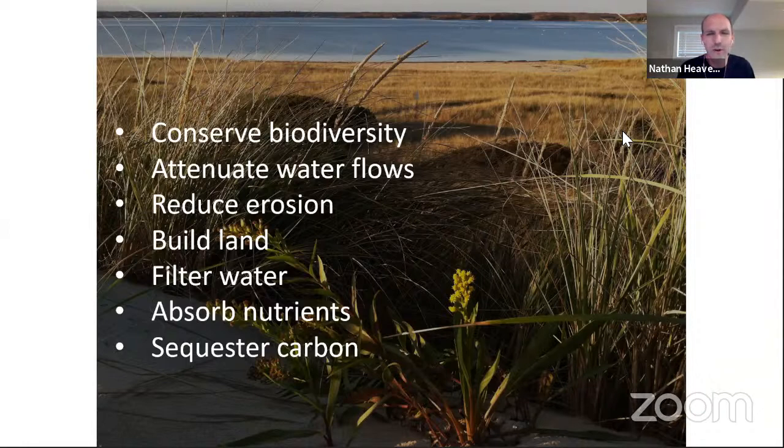These are some of the main principles that you want to work with for developing coastal plantings. Of course, you're going to want to conserve biodiversity. It's important to try and attenuate water flows. That just means slow water down. Plants are really good at that. Reduce erosion, which plants will do with their root systems. Even build land using plants. Filter water, which they can do in terms of the rough texture of plants, and also absorb nutrients, picking up excess nitrogen coming off the land, as well as sequester carbon.